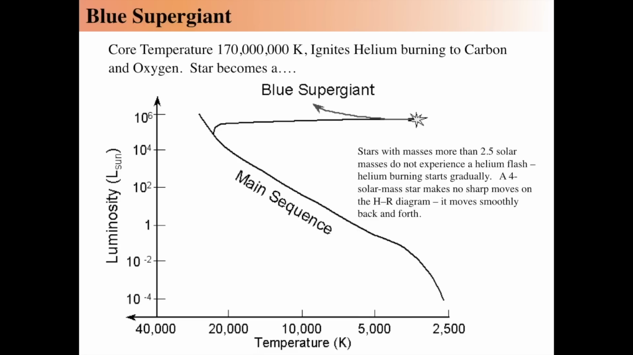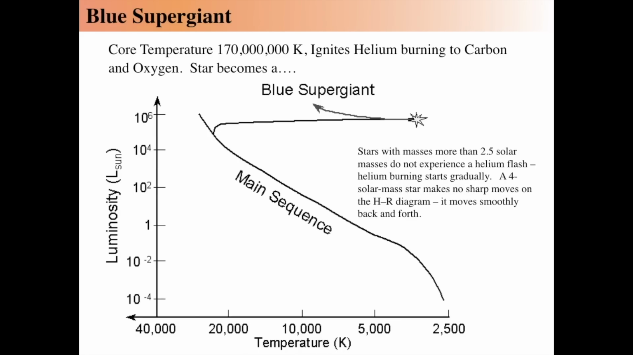Stars more massive than about 2.5 times the mass of the sun don't have a helium flash, meaning the electrons do not get so compressed in the core that they become degenerate. The degeneracy never occurs for stars more massive than 2.5 times the mass of the sun, and it starts burning very, very gradually. So much more massive stars simply wag back and forth, and they get bigger and smaller, hotter and cooler, and they stay at that extraordinary luminosity, but their surface temperature changes.